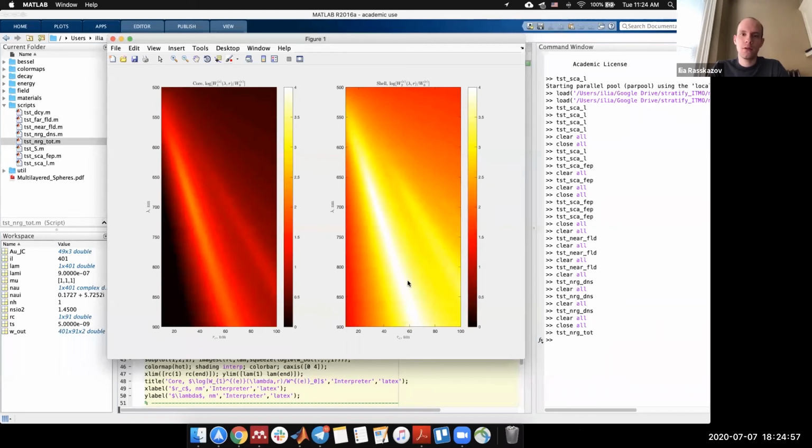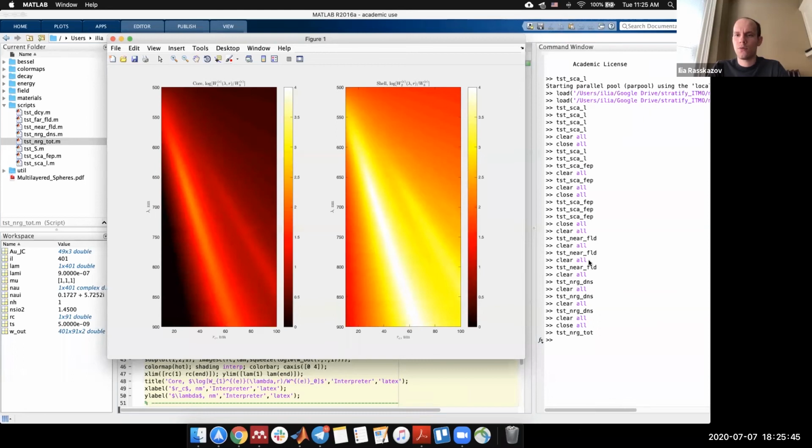And you can immediately see that small particles do not absorb a lot of energy. So the energy stored within the particle increases with the increase of the core radius. And also we can clearly observe that most of the energy is again stored in the gold shell rather than in the dielectric core.